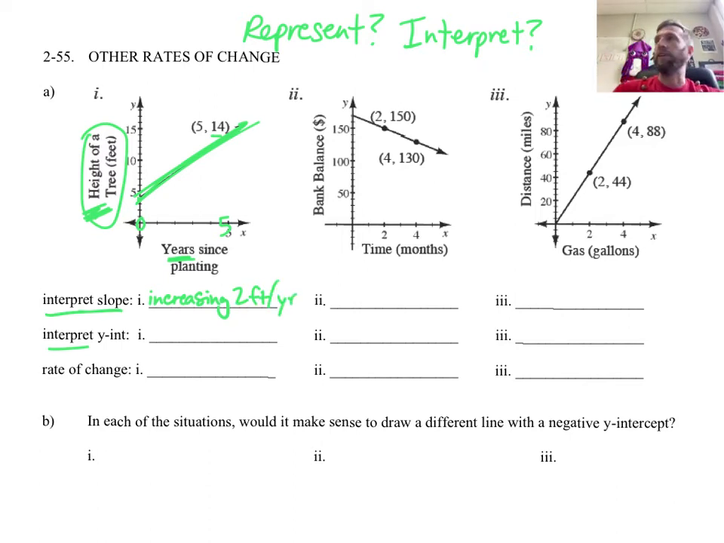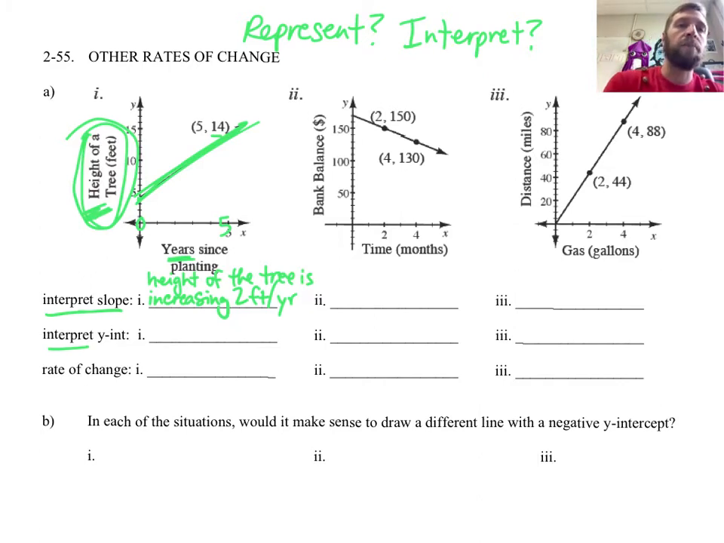If I want to get even better, why don't you say the height of the tree? Look at that y-axis. The height of the tree is increasing 2 feet per year. So that's what you're going to be seeing on the state test. That's really how we want to interpret this slope. Talk about that y-axis, that y over x. The height of the tree is increasing those 2 feet per year.